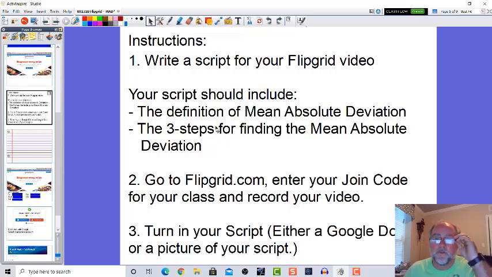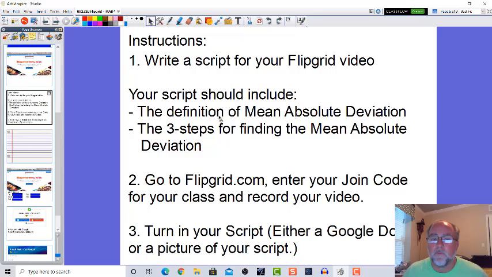Okay, now I would probably do the script part first. It says I want you to write a script for your Flipgrid video. Okay, what you need to do is tell me, one, in your script, what the definition of mean absolute deviation is. Now, we've talked about that several times.